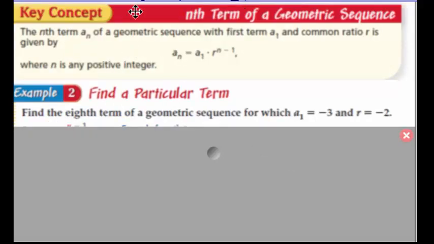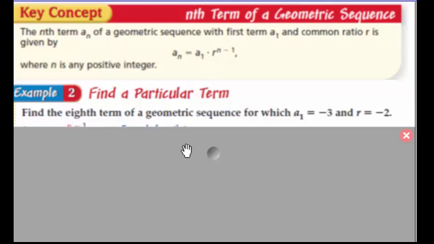Alright, so this is the formula for a geometric sequence. Again, it's on your cheat sheet as well. It's a sub n, the term we're looking for, is equal to the first term times the common ratio to the n minus 1 power.